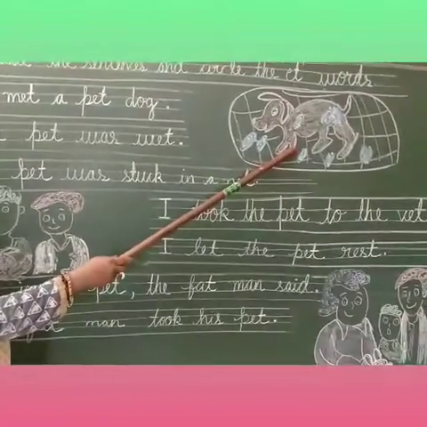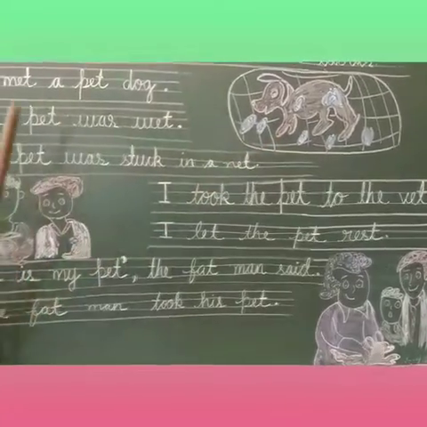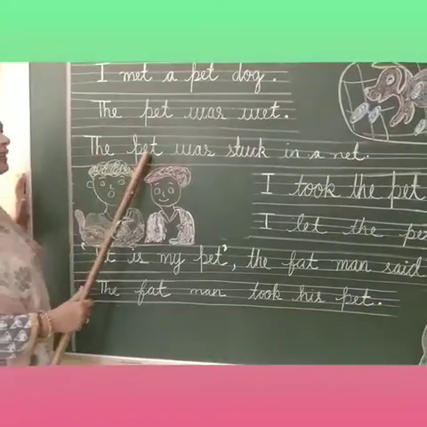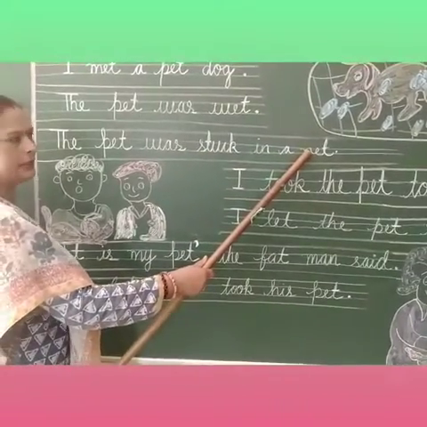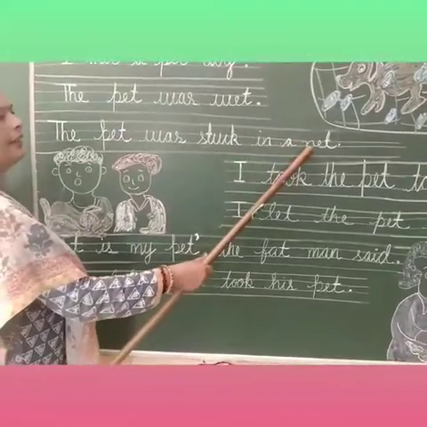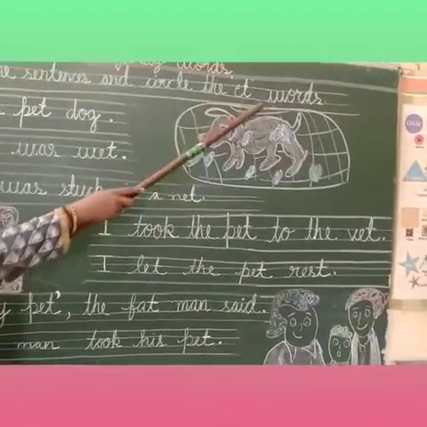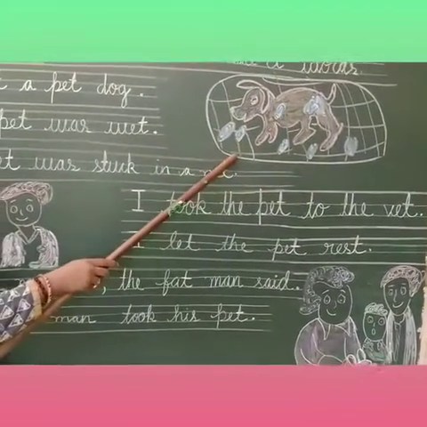Now, see here. The dog is wet. Now, the pet was stuck in a net. The pet was stuck in a net. See, this is net and the wet dog is stuck in a net.